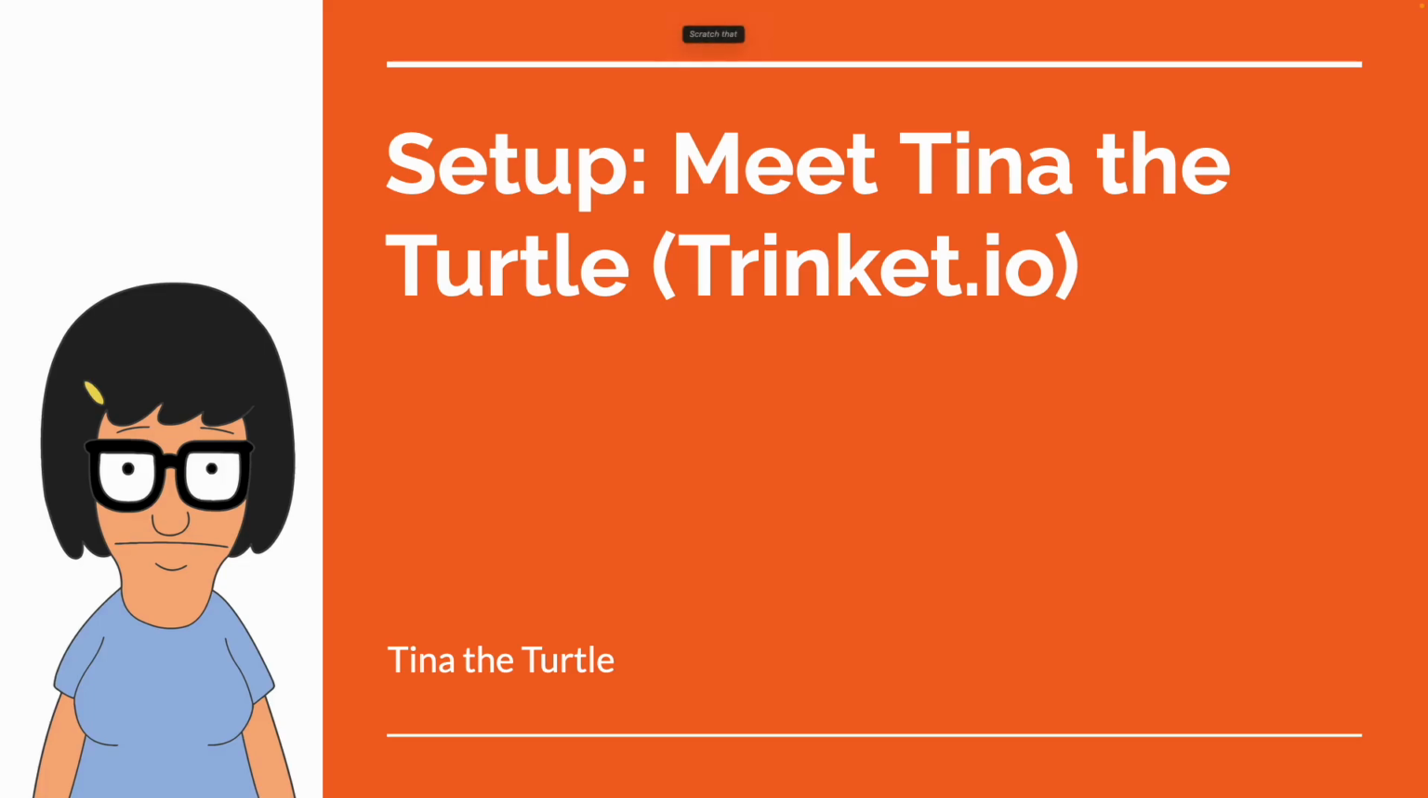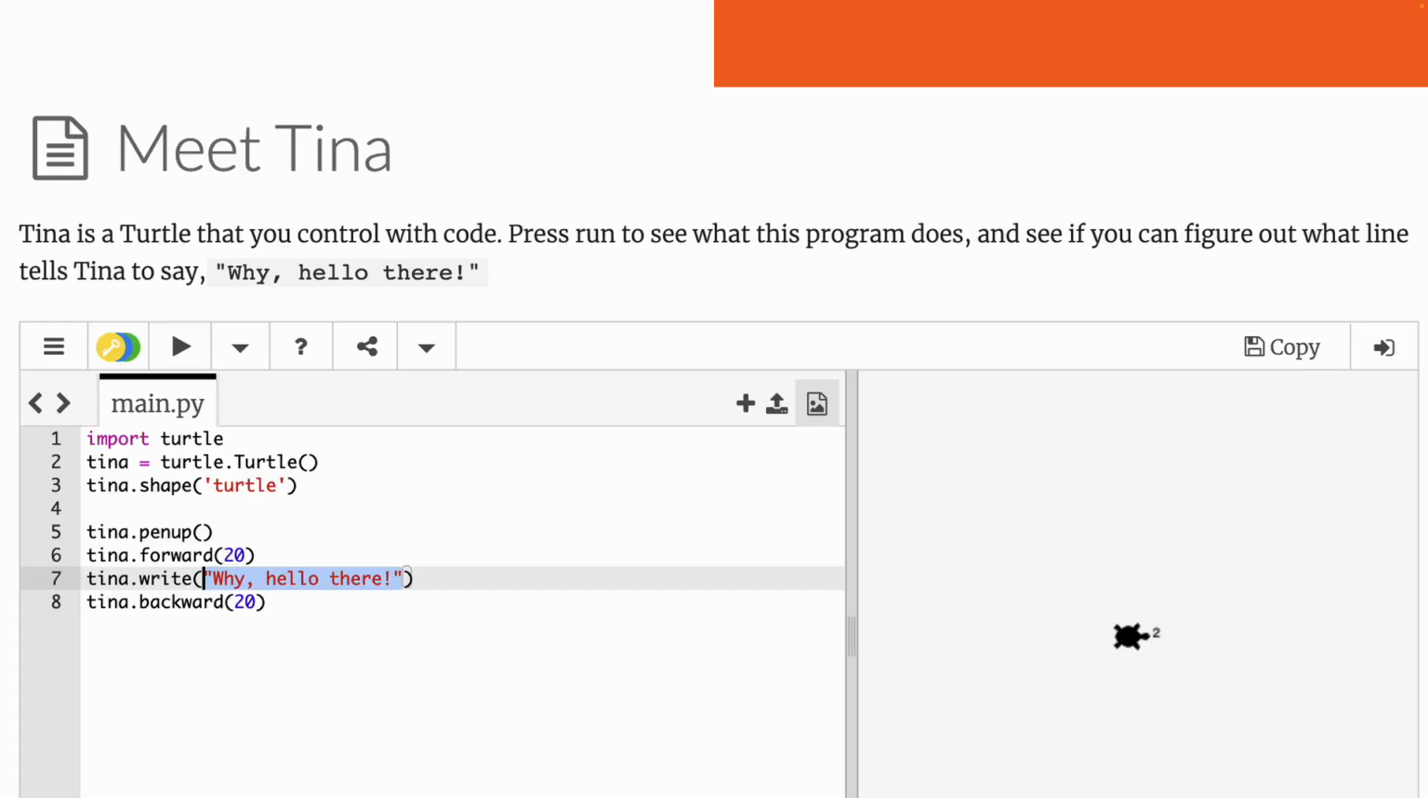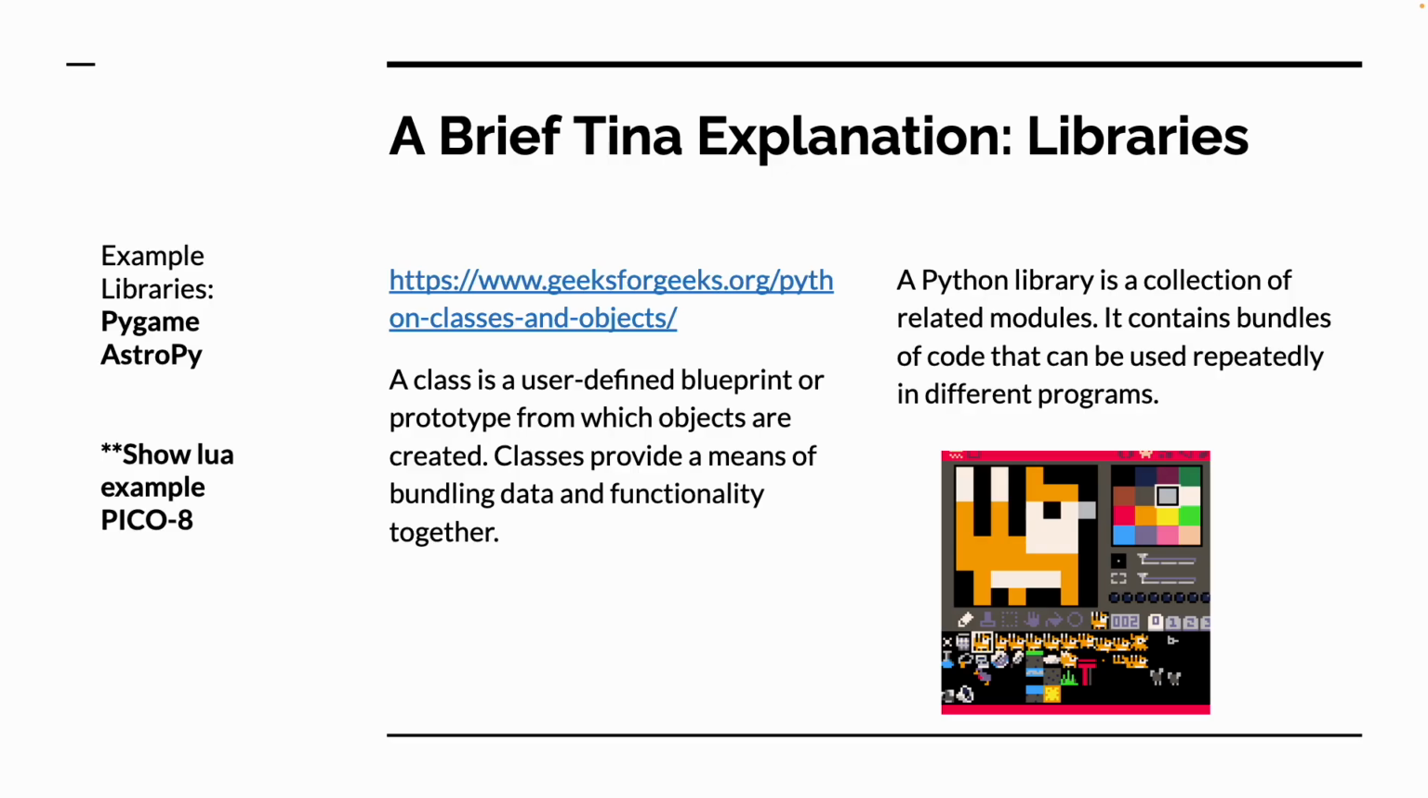In this example, we use Tina the turtle from Trinket.io. We use the turtle library. Then we can use turtle commands like making Tina the turtle write text. In this example, Tina moves forward, writes hello there, and then moves backward. Libraries are collections of pre-written code that you can use in your projects. For example, the turtle library lets you create graphics. To use it, you type in import turtle.